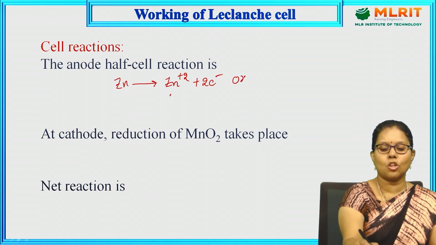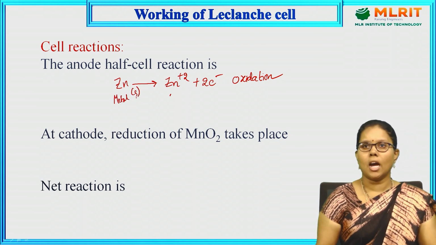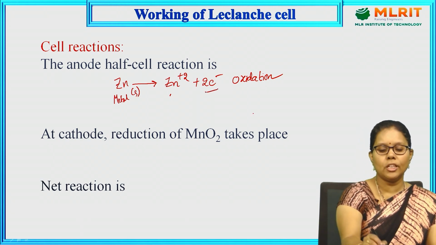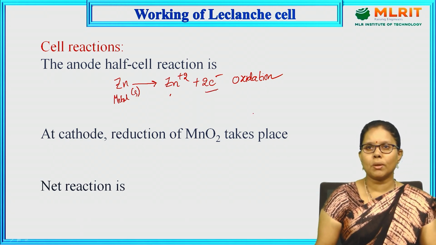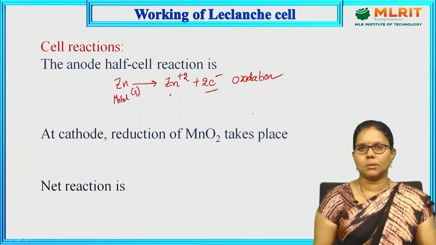This is called an oxidation reaction. The metal, which is solid in state, is going to convert into zinc metal ions. It is going to release 2 electrons. The electrons move from anode to cathode. At the cathode, reduction of MnO2 takes place.